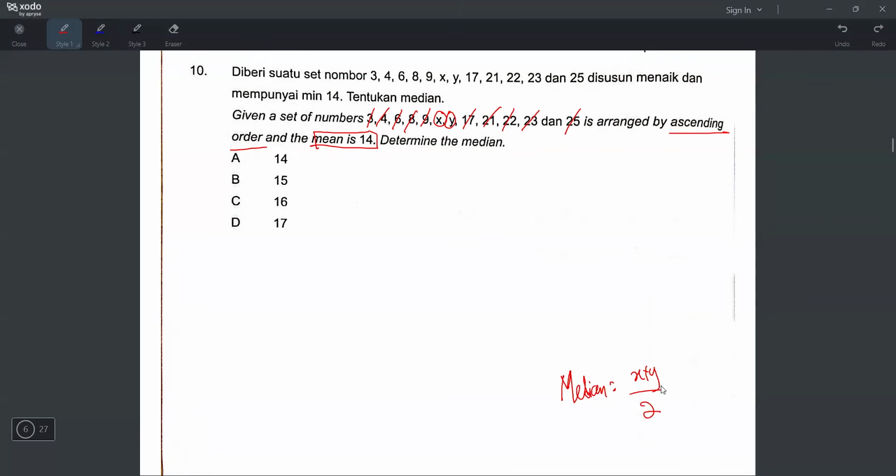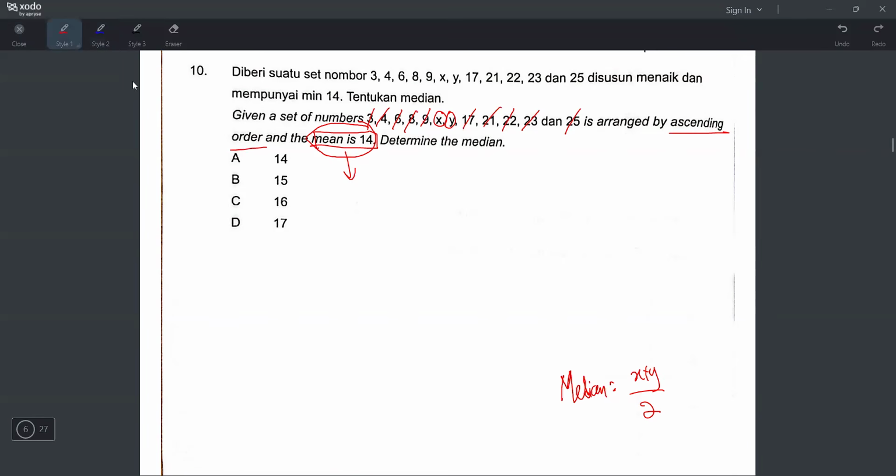And I don't have the x value and the y value. So I think we cannot do this first. We have to use the mean 14. Use this information to try to find the value of x plus y. Because we need the x plus y, then only can we divide by 2 to get the answer. That's why they give you this information first. They wouldn't give information that's not useful, there must be a use.